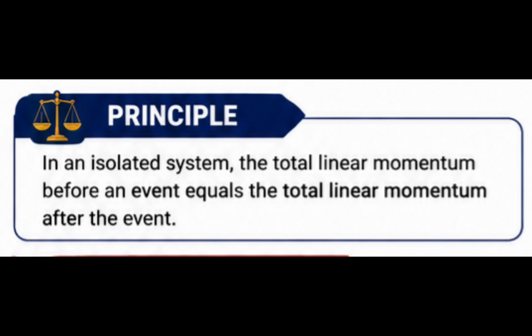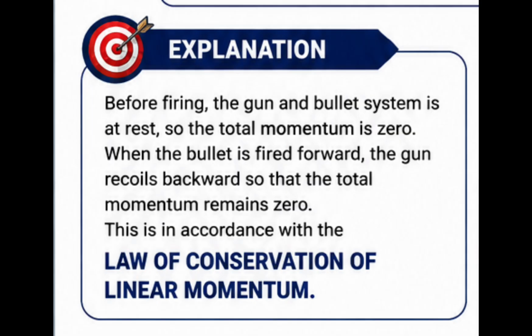In an isolated system, the total linear momentum before an event equals the total linear momentum after the event. In other words, the momentum of the gun is equal to the momentum of the bullet.